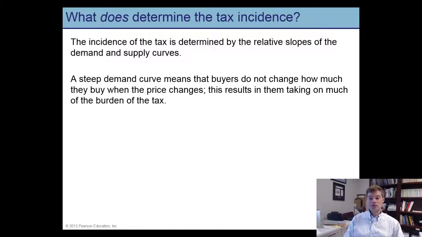Tax incidence is essentially determined by how steep the curves are. If one of the groups, either consumers or producers, has a relatively steep curve, then they will pay a relatively large portion of the tax incidence, because the steep curve indicates that that group is not particularly sensitive to prices. Just the opposite, if one of the two groups has a relatively flat curve, then they will pay a relatively small portion of the tax burden, and that's because a flat curve suggests that that group is relatively sensitive to price changes.